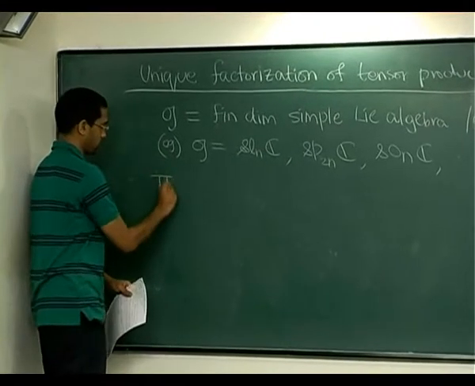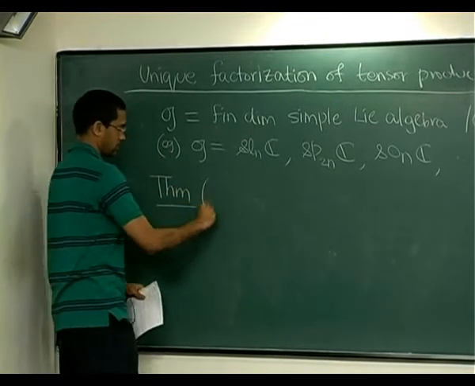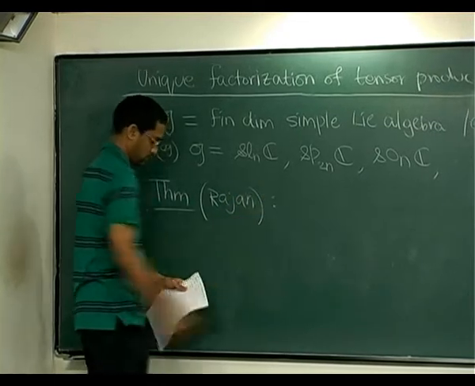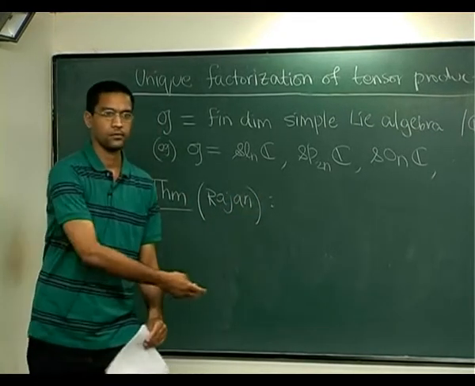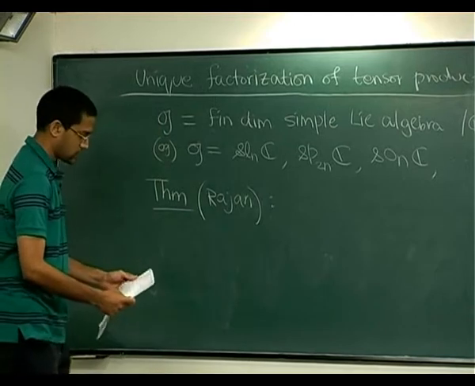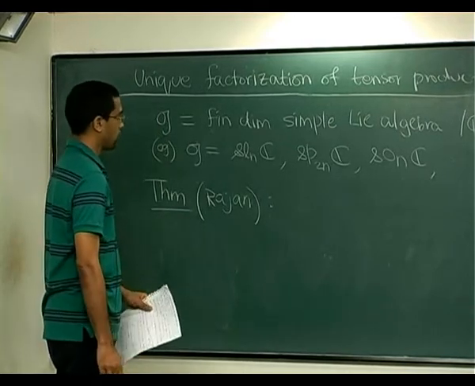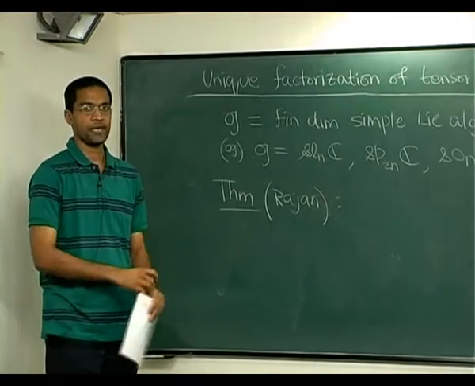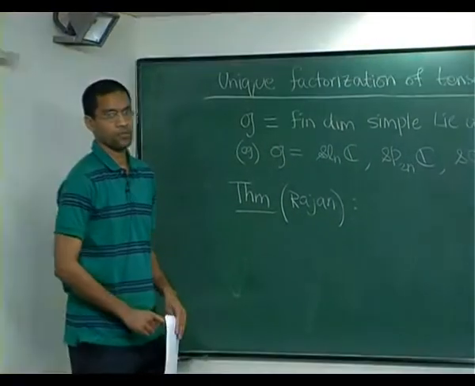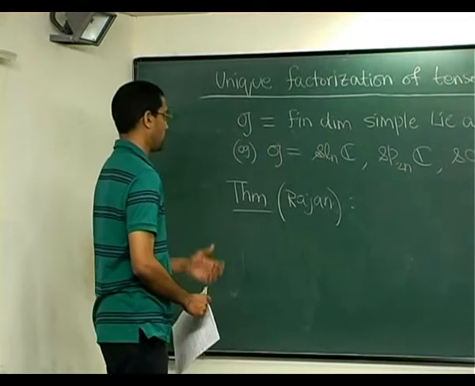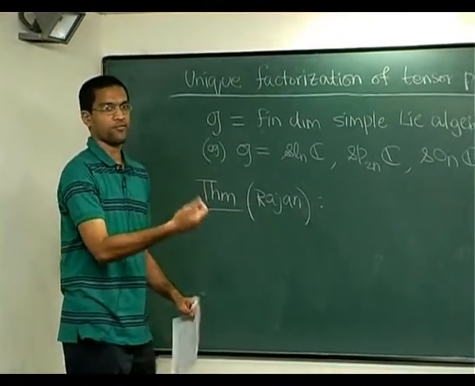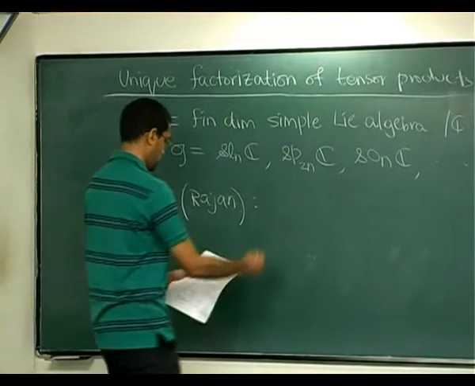the theorem due to Rajan, I think in the early 2000s, states the following, that if you have a representation of G which can be written as a tensor product of finitely many irreducible representations, then it has a unique such expression up to reordering of the factors. So let me just write this out.